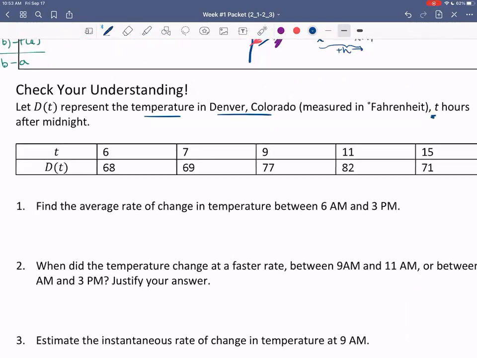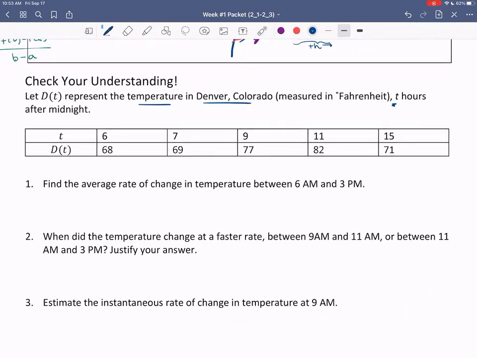So we have this table here, and let's just take a moment to reflect and make sense of this table. In the first row, we have time, again in hours after midnight. And then the output is going to be the temperature in degrees Fahrenheit.